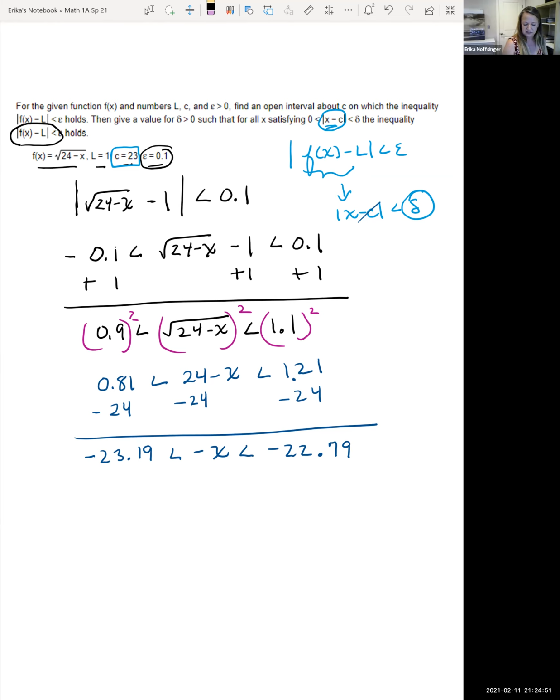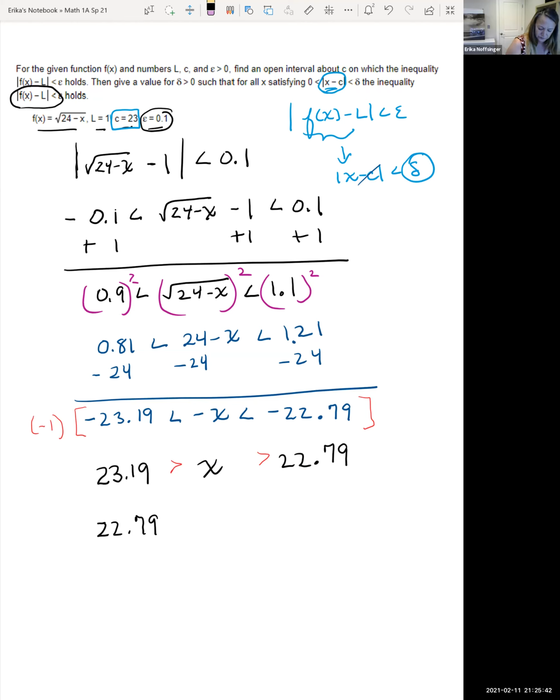Okay, so we rewrite this. So this is 22.79 is less than x. I like the smaller number on the left going to the larger number is less than x, which is less than 23.19. Okay, so recall that our x value was at 23. That was what we're trying to find the limit about.